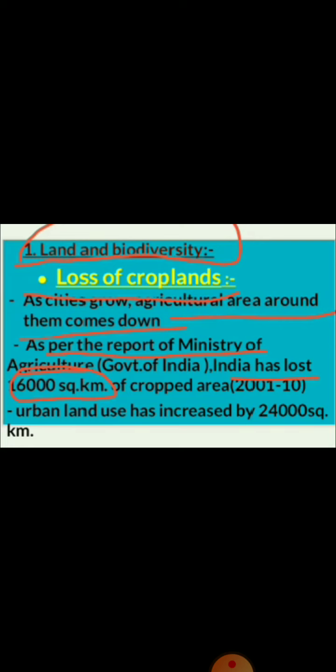As urbanization is growing, this is how we are losing our croplands. Now one more figure comes from the Census Department. It says that area under urban use jumped by 24,000 square kilometers in the same 10-year span of 2001 to 2010. So urban land use is increasing. From these figures we can understand the rate by which we are losing our croplands or agricultural lands.